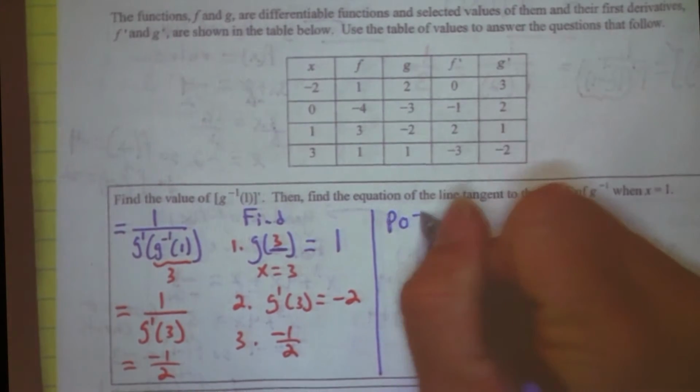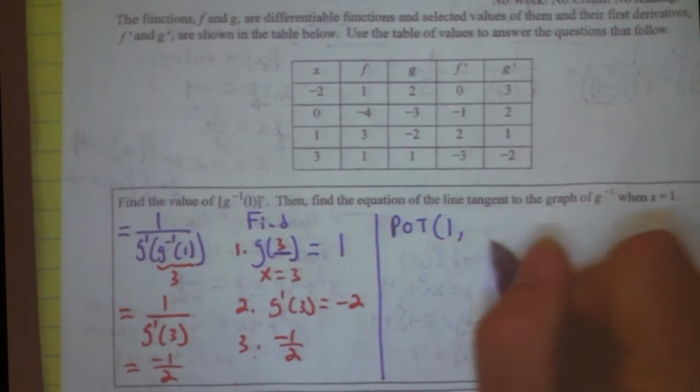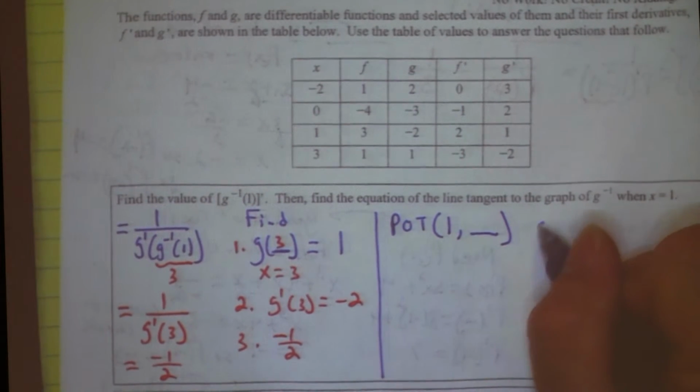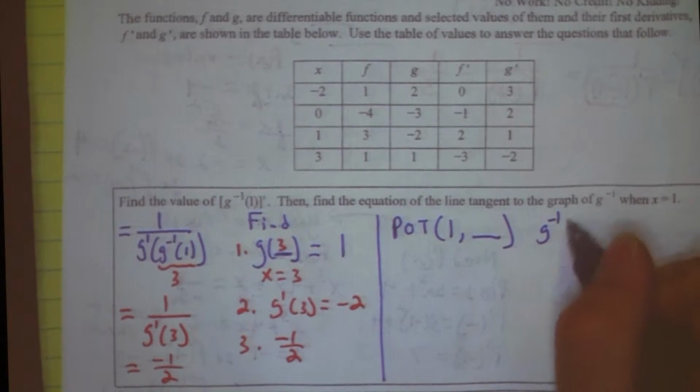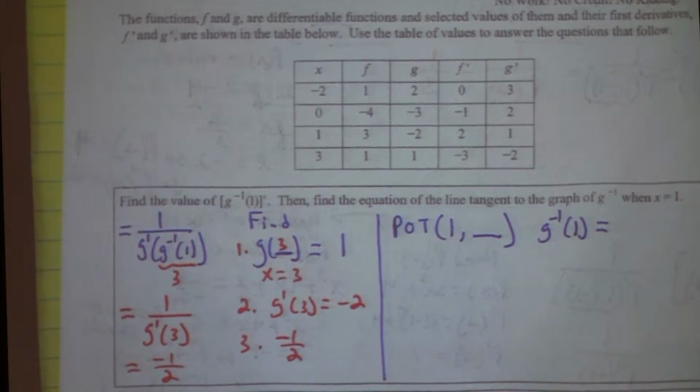Alright, so let's start off by finding the point of tangency. So that's going to be 1 comma what? So that means I'm looking for g inverse of what? Of 1. What's g inverse of 1? Three? 1?